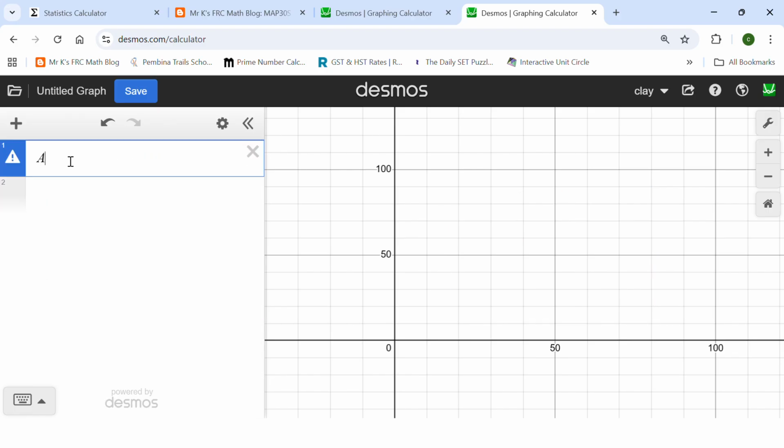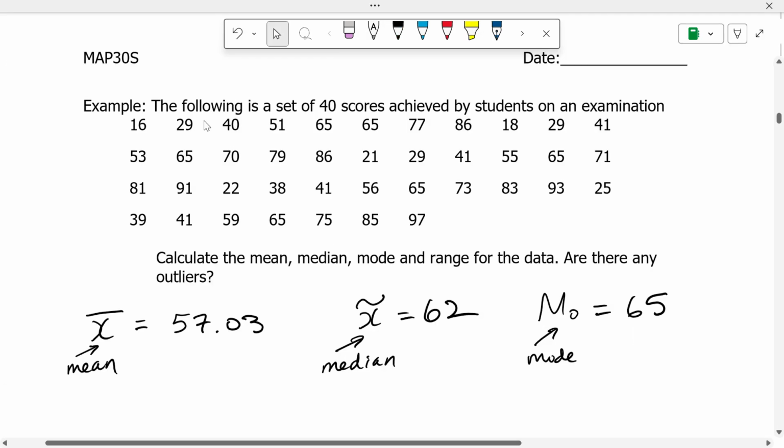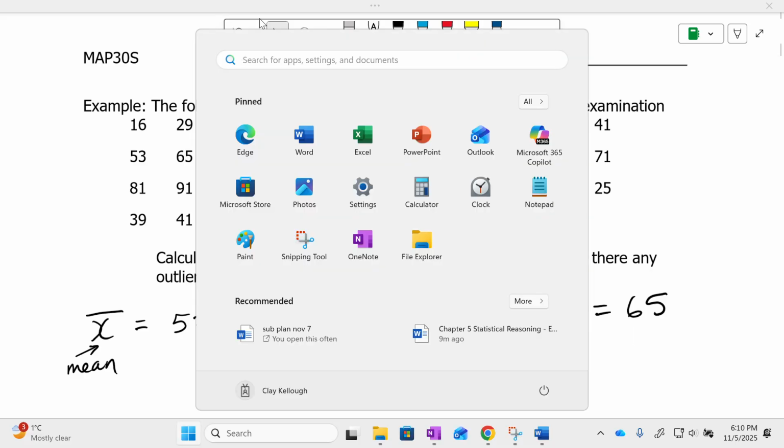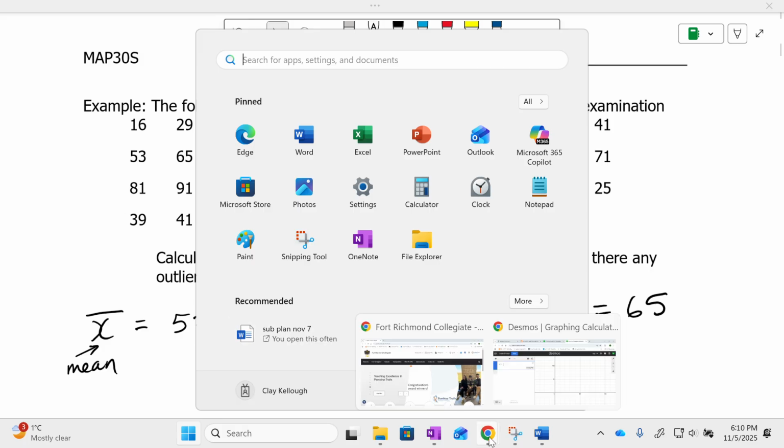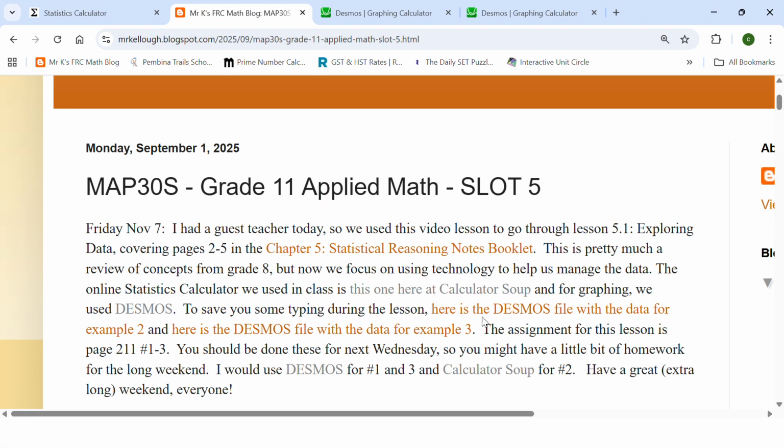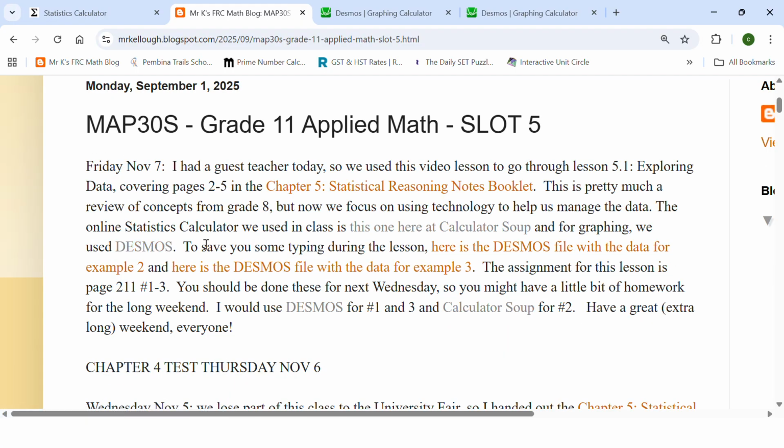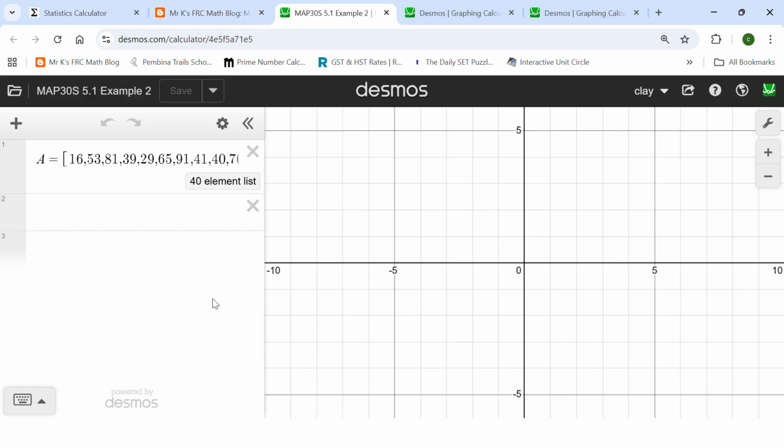Either one of two things. You're either going to sit there and type in all of those data points from this page, or you're going to say, isn't Mr. K the nicest teacher in the whole world? Because let's go to the blog and look what he did for us. He actually said, to save you some typing during the lesson, here's the Desmos file with the data for example 2. So to save you sitting there during the lesson and doing a whole bunch of typing, there it is.